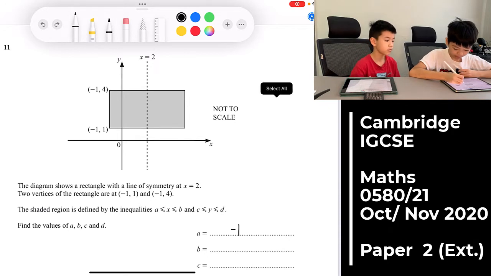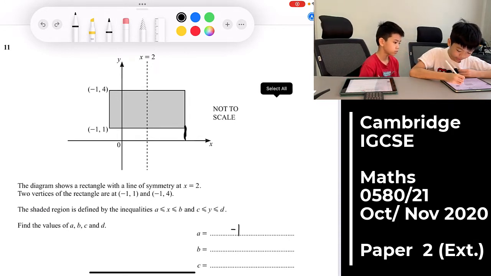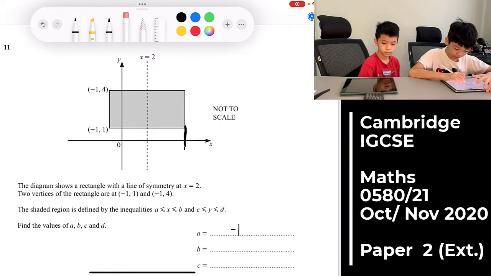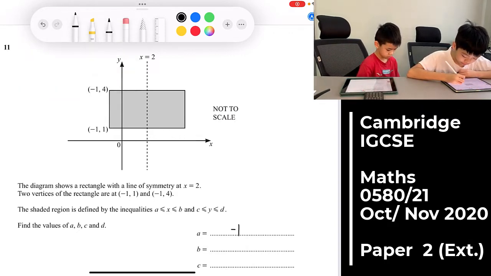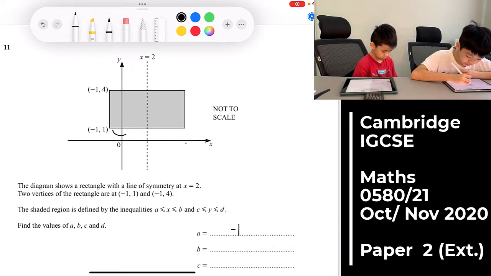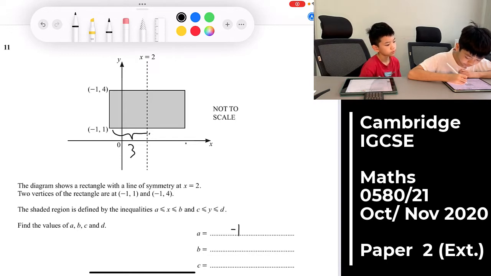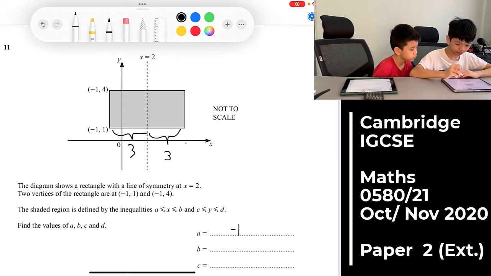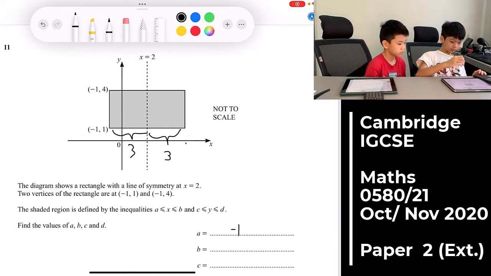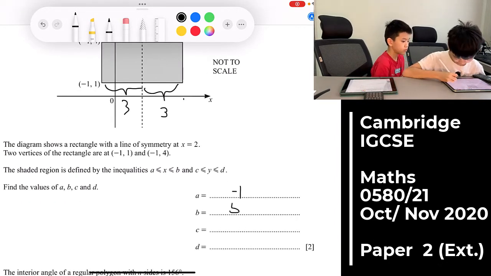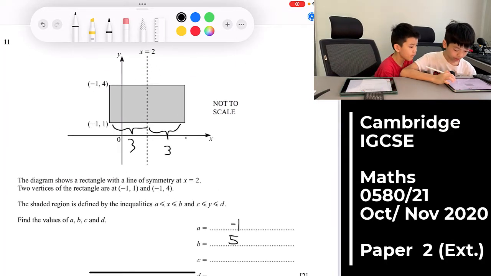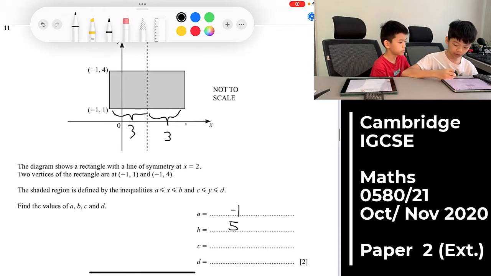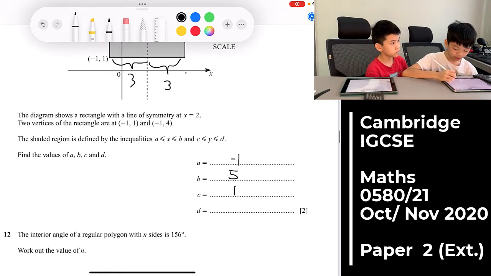And then the largest value of X, which is B. From -1 to 2, it will be a gap of 3. So here must also be a gap of 3, which is -1 plus 6, which is 6 minus 1, which is 5. Then C is smaller than Y, and the smallest value is 1, and D is 4.